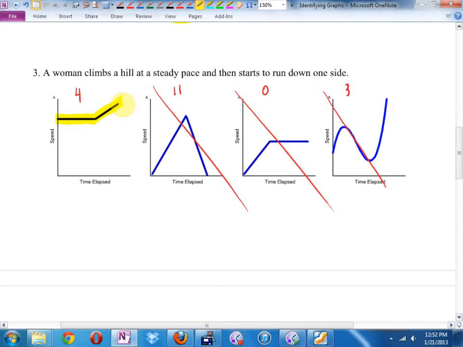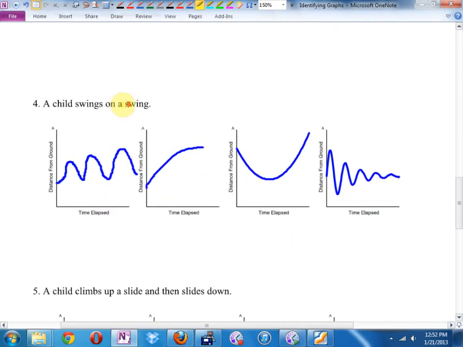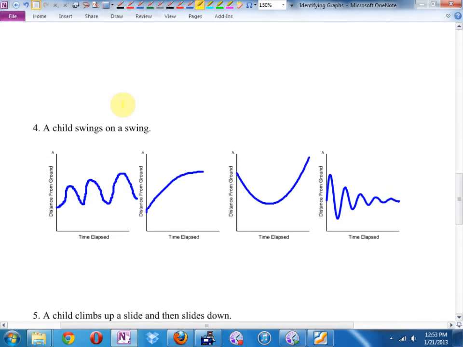By the way, which one looks the most like a hill? The second graph. Don't let the shape of what we're talking about fool you. Ask yourself, what's on the y-axis, what's on the x-axis, and how do they change? Child swings, oh, we already did this one, right? Turned out to be that one there.